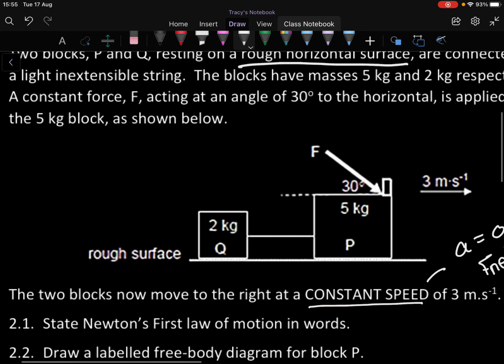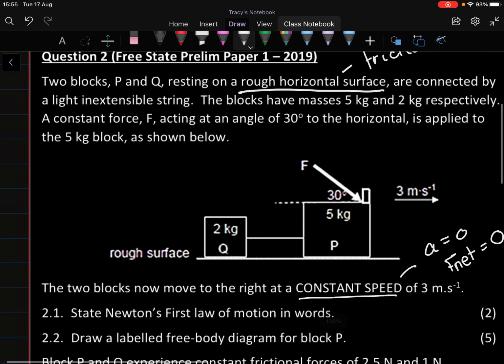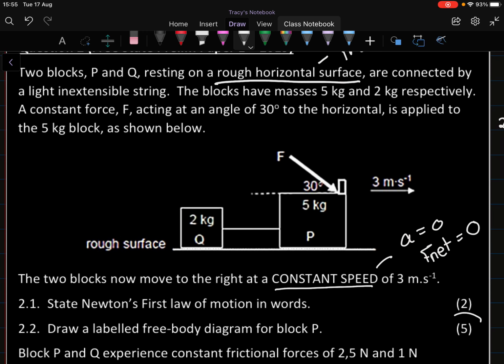Then they say draw a labeled free body diagram for P. Now it's worth 5 marks. 5 marks means there's got to be 5 forces. So let's look at what we've got. There's always Fg, there's always Fn, there's F that's pushing it forward, but then there's 2 backwards. There's the tension in the rope from the Q, which is pulling it backwards, and there's friction. Don't put the components of the applied force in here. Use F as it is.